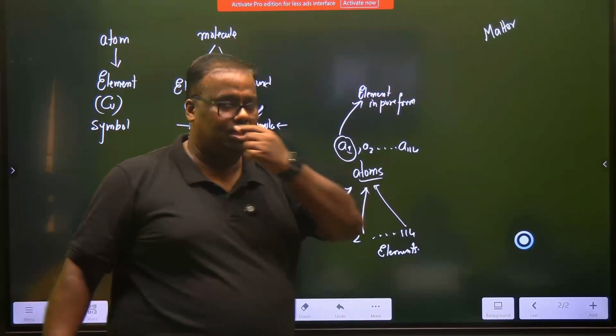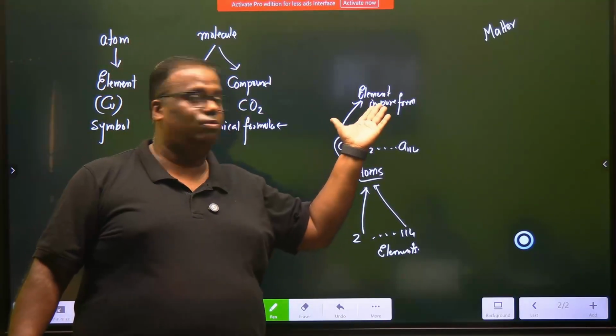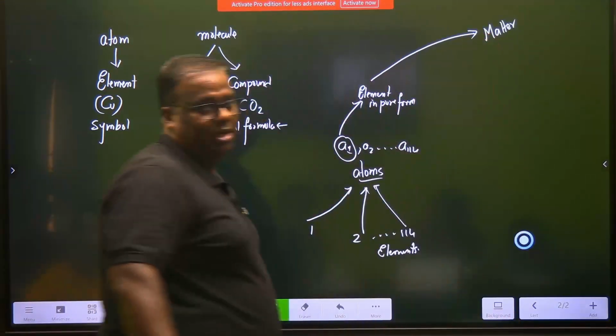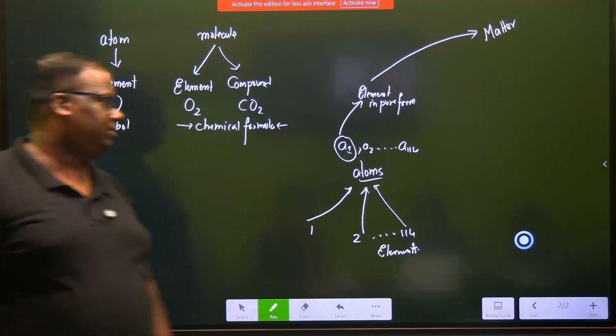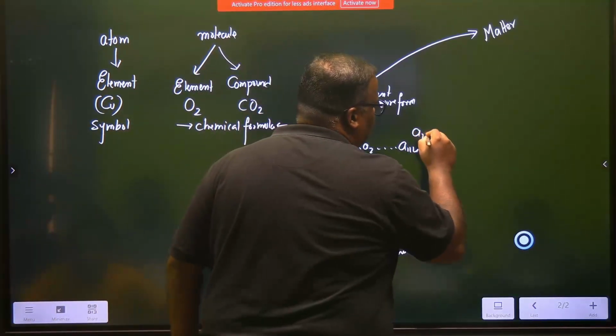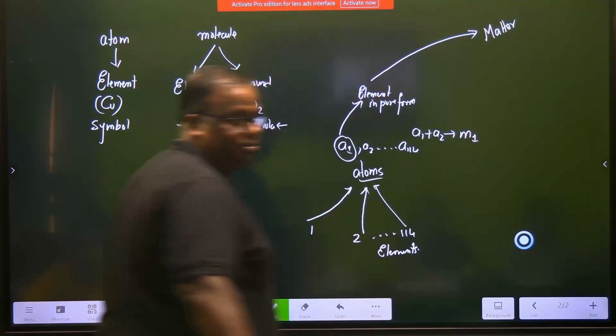They can combine. Let's say we are having gold. Lots of gold atoms in pure form form pure gold. And pure gold can also reach the destination, which is matter. Is this clear? Okay. Another option can be that A1 combines with A2 and forms a molecule M1.